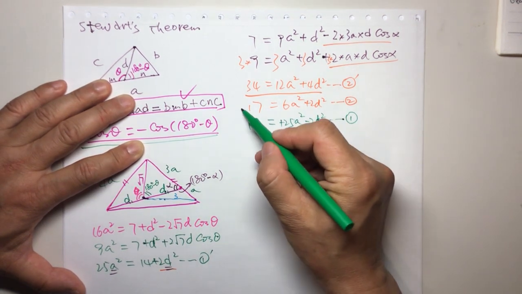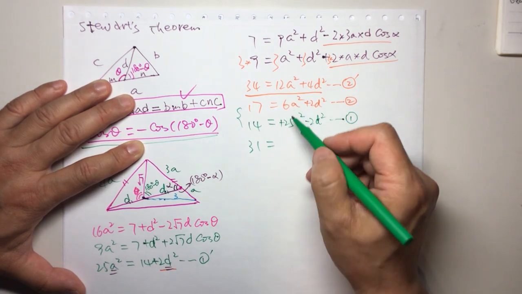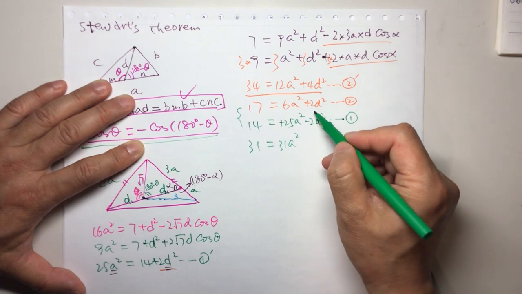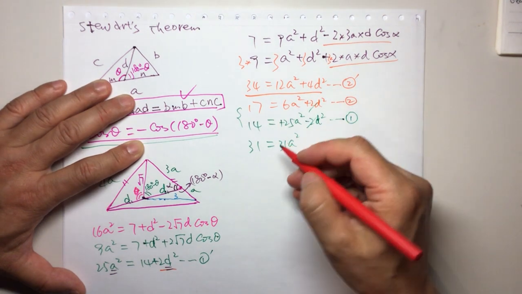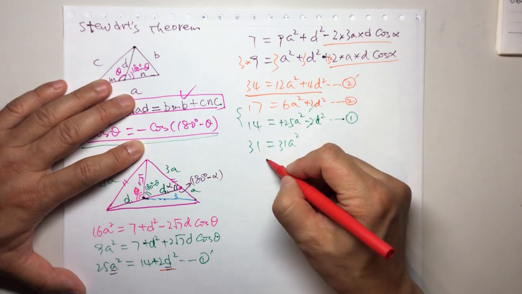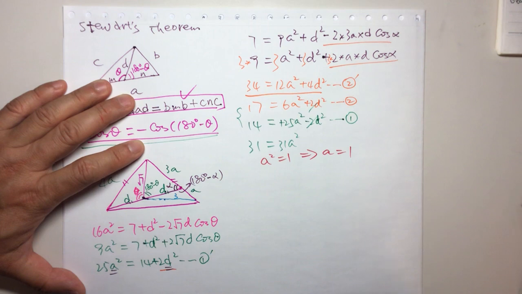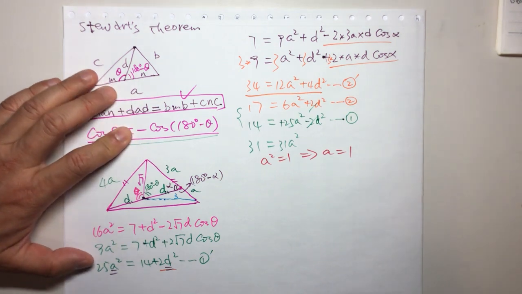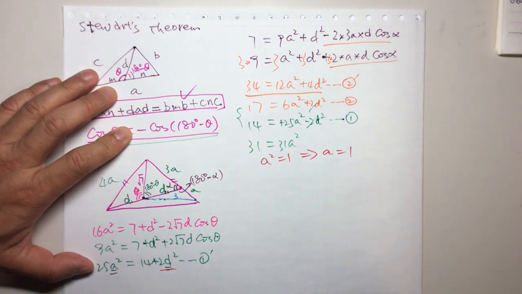We can put them together. So 31 equals which one? 31a squared, then the d terms cancelled, right? Now we find a squared equals 1. Then we get a equals 1. Negative we reject. So if a is 1, then we will know this side is 4, right?